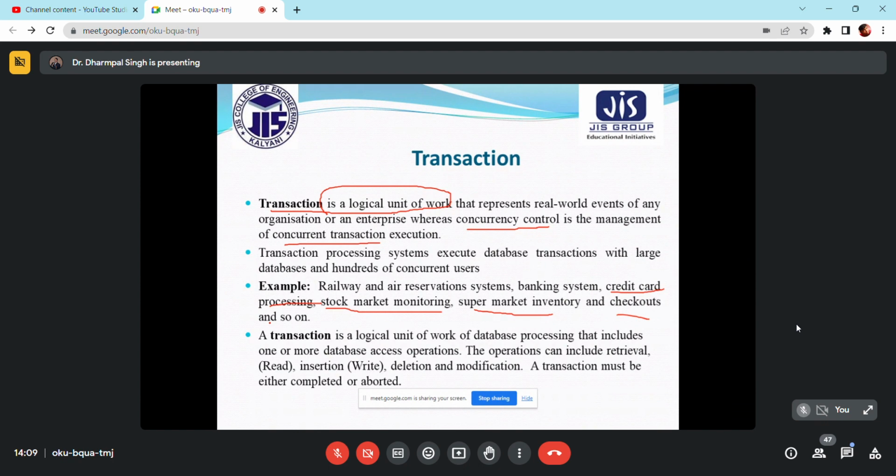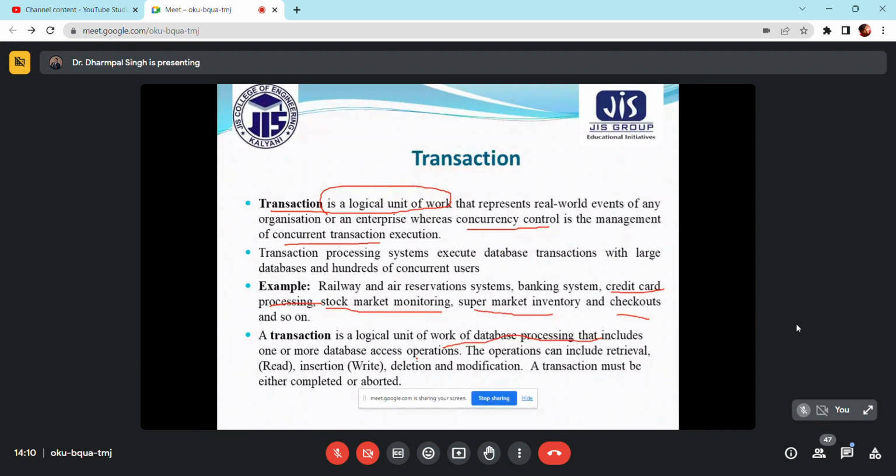Okay. So earlier they gave the formal definition. Now they are going for the definition that is related with the database. So when I say transaction, we can say a transaction is a logical unit of work of database processing that includes one or more access operations. Okay.